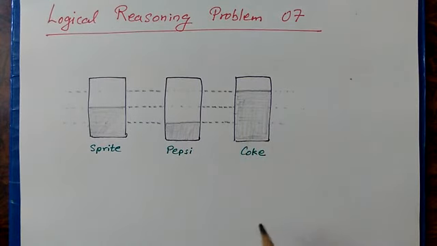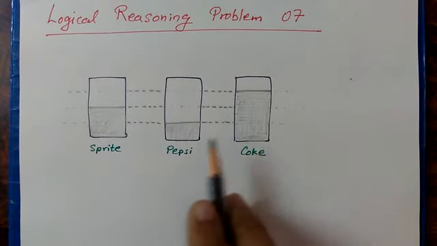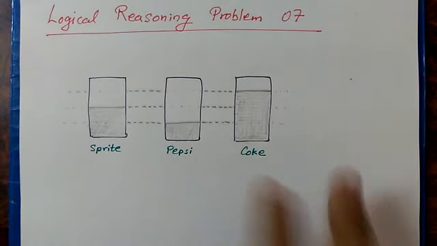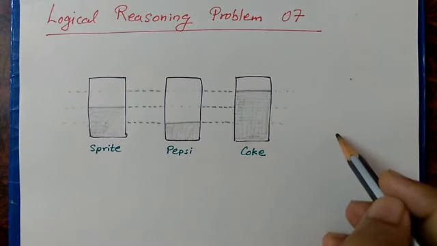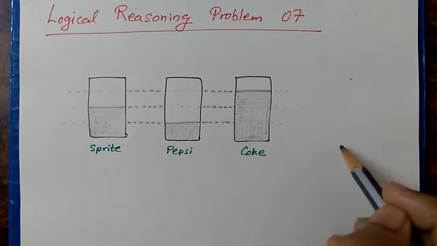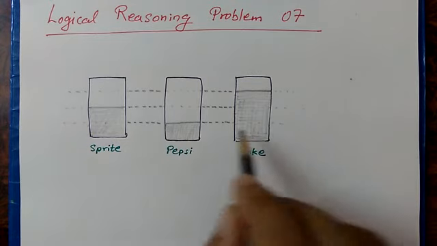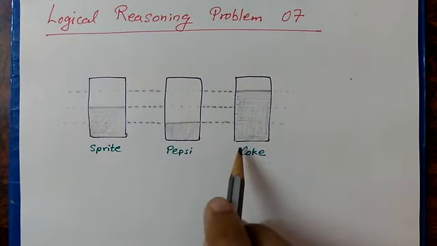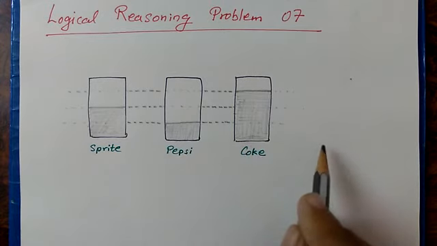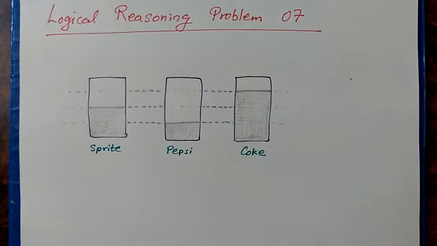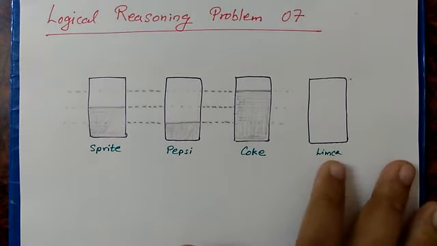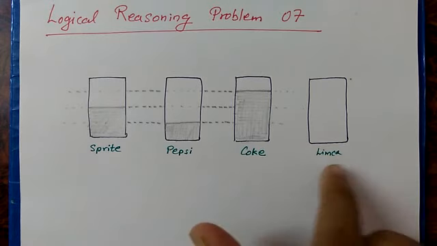Let's go to the second last condition, that the bottle with Coke is between the bottles containing 0.6 liter and 1 liter. So it is for sure that Coke is between two bottles, so there has to be another bottle here. And right now we are not concerned with how much soft drink they have, but this we can infer from that second last condition, that Coke is between two bottles. So let's draw another bottle as quickly as possible. Okay, now we are ready with our last bottle. So this is Limca, because Limca was left in our list, so this has to be Limca.